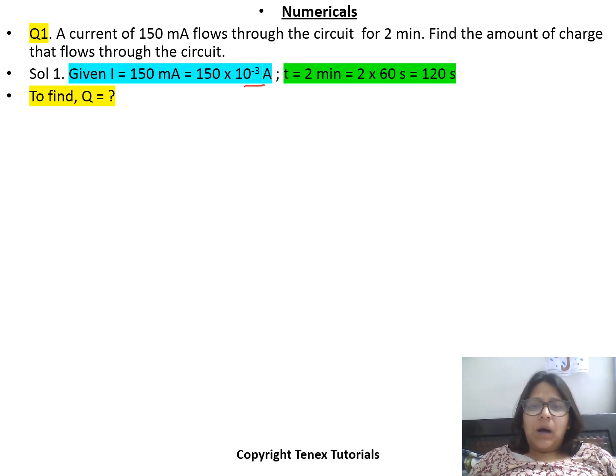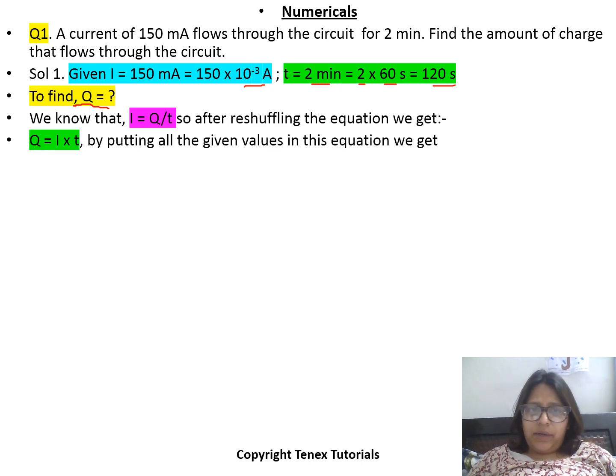Further, the time given to us is 2 minutes. Let us convert this time from minutes into seconds. 2 into 60 seconds makes 120 seconds. This is the final time. We need to find the value of Q over here, so let us use the following equation.